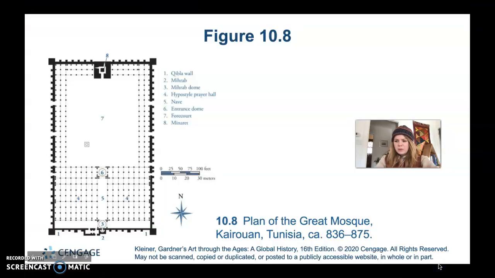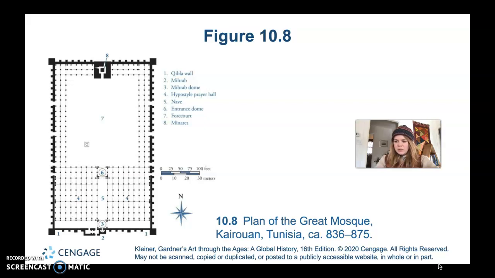So this is where we left off in the last video. This is the plan of the Great Mosque in Kairouan, Tunisia, 836 through 875. And it's built of stone. They have sturdy buttresses on the walls, and it is quite square in profile, although I think it's a little bit more rectangular.